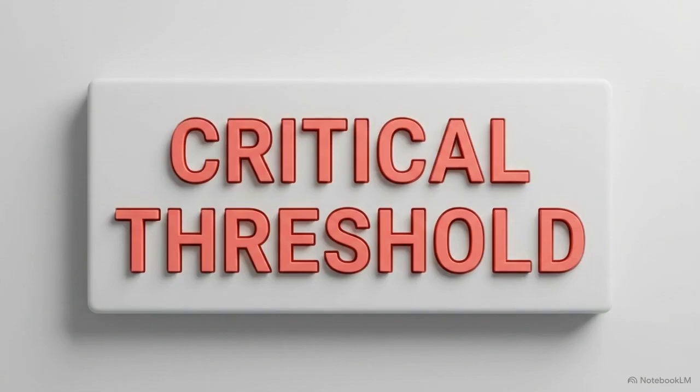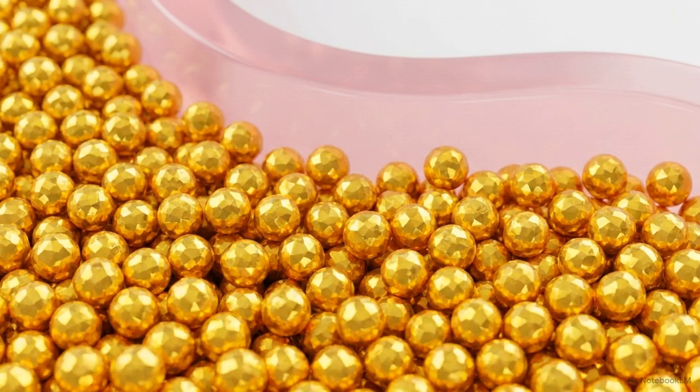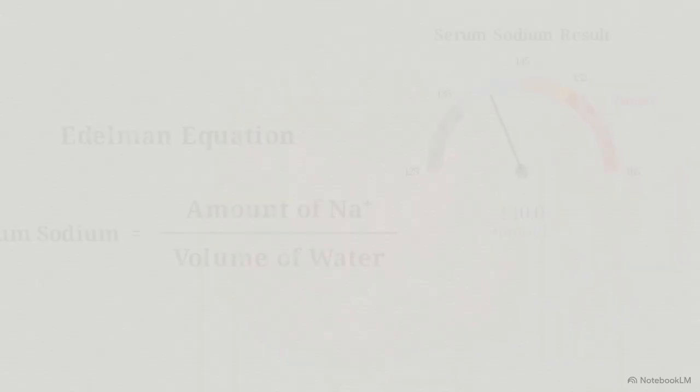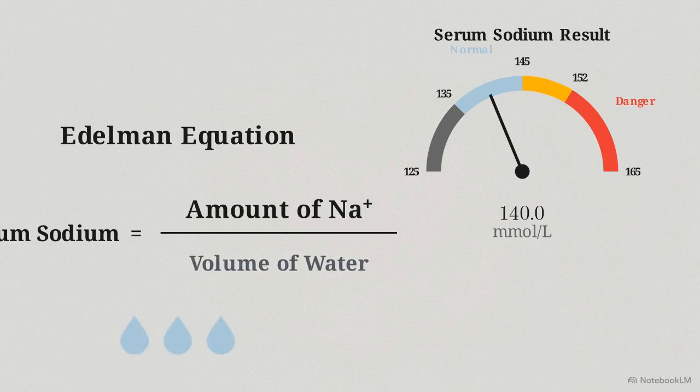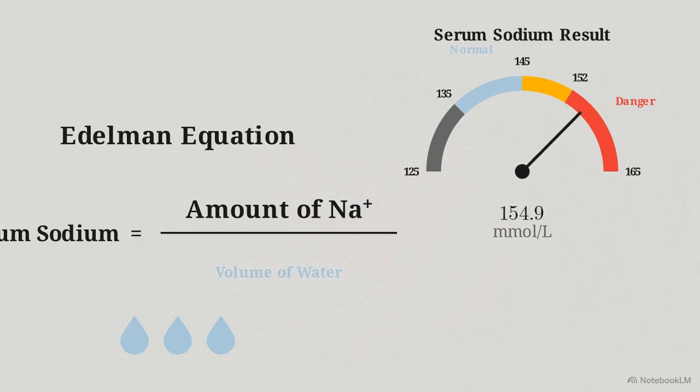When that serum sodium concentration breaks past 146 millimoles per liter, you enter a dangerous state called hypernatremia. The fluid outside your cells becomes incredibly concentrated, creating severe extracellular hyperosmolarity. Looking at the equation, the first mechanism is water loss. If you lose massive amounts of fluid through heavy sweating or severe digestive issues, the denominator drops dramatically. Mathematically, the overall value spikes high into the red zone.